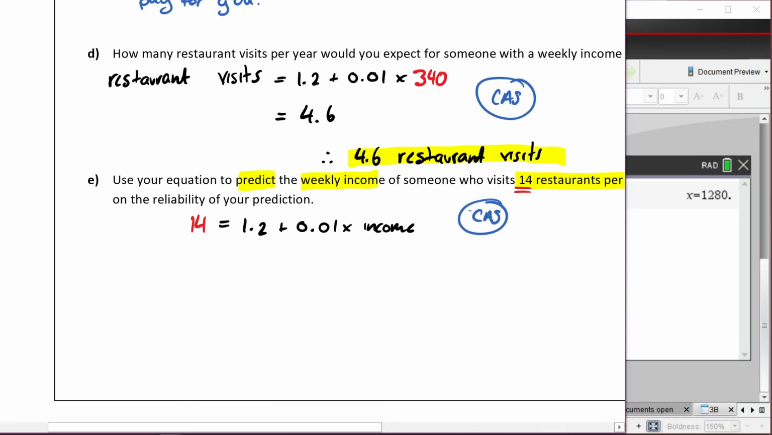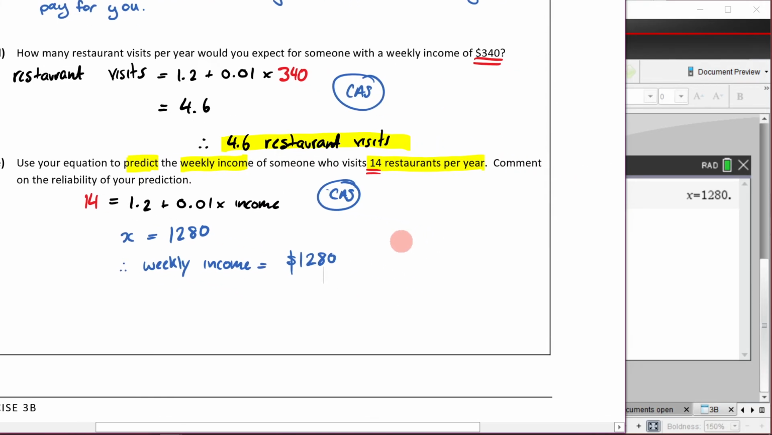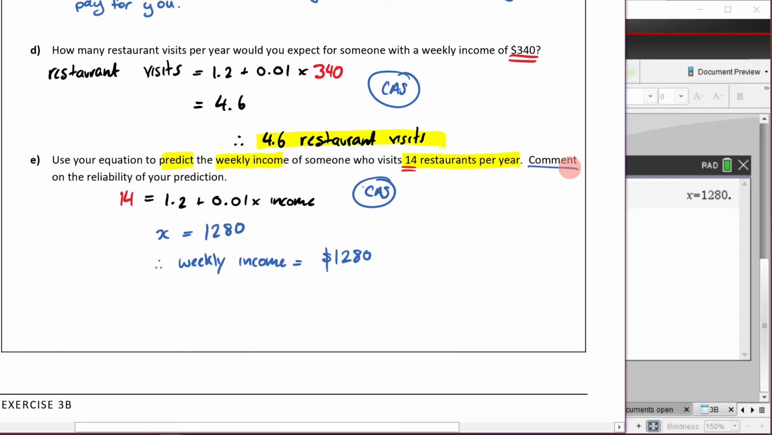I get 1,280. So once all is said and done here, X is going to be 1280. Therefore, weekly income is equal to $1,280. Now, the other part of this question is asking me to comment on the reliability of your prediction.